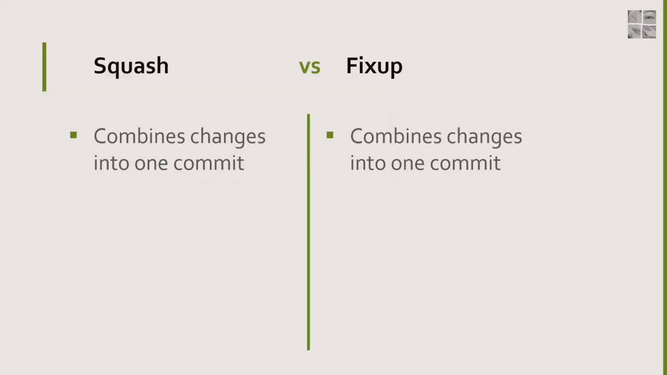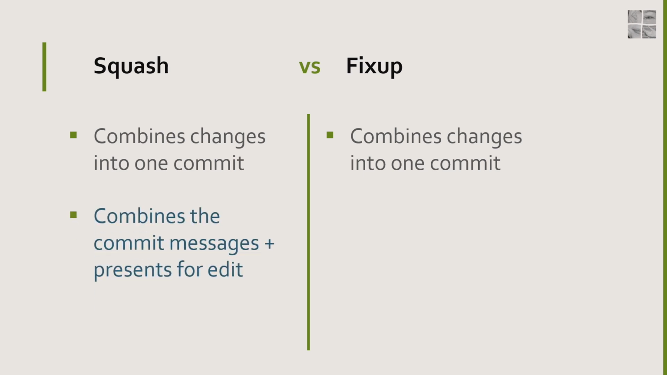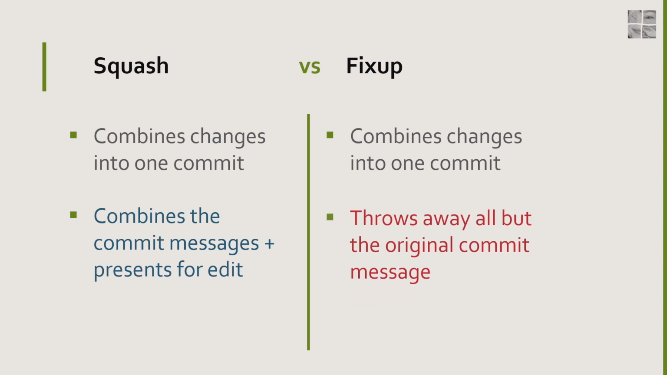So Squash and FixUp both combine all the code changes in one commit. Squash combines the current commit messages and allows you to edit. It basically presents the commit message from both commits, or even 3, 4, 5 commits, and allows you to edit it to something readable. FixUp throws away those commit messages and only keeps the commit message of the first commit in the range which you're fixing up.